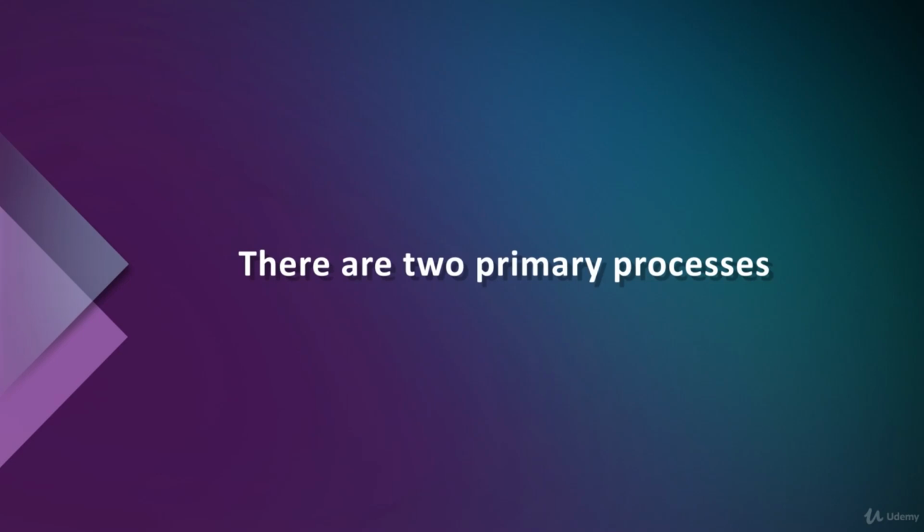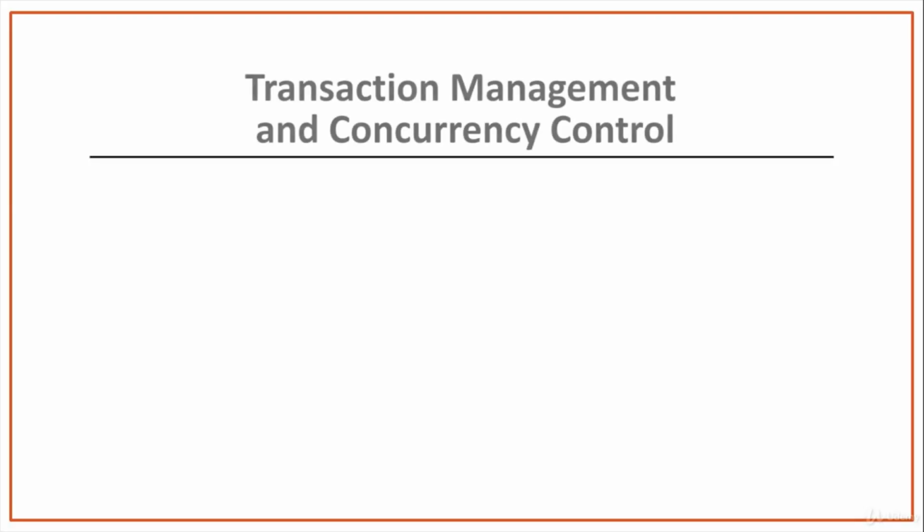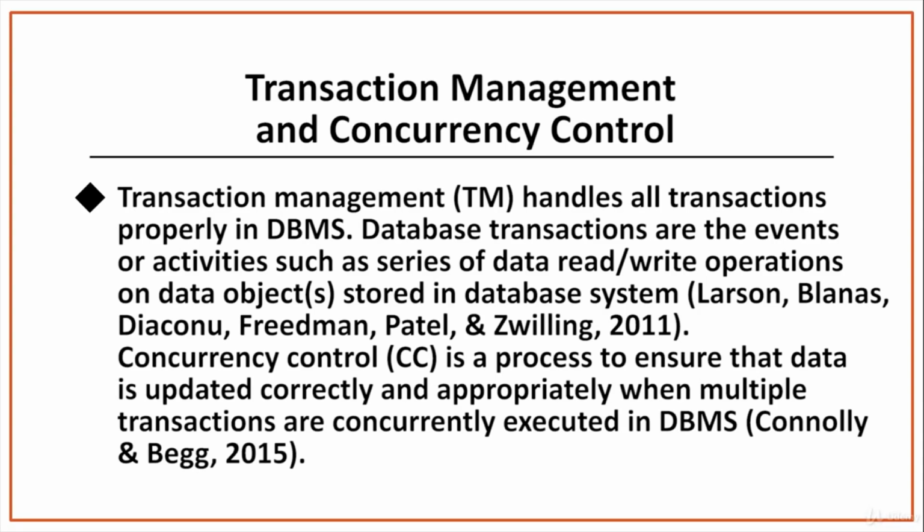There are two primary processes: 1. Transaction management, and 2. Concurrency control in database management systems. Transaction management, or TM, handles all transactions properly in DBMS. Database transactions are the events or activities such as series of data read or write operations on data objects stored in database system (Larson, Blanas, Diaconu, Freedman, Patel, and Zwilling, 2011).